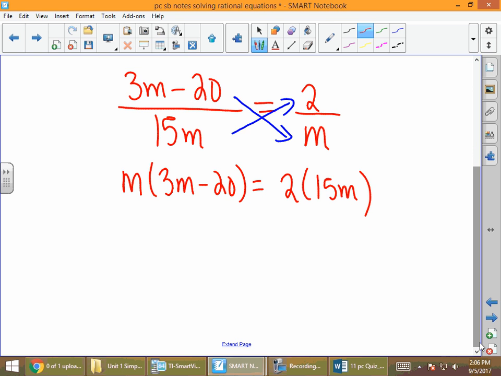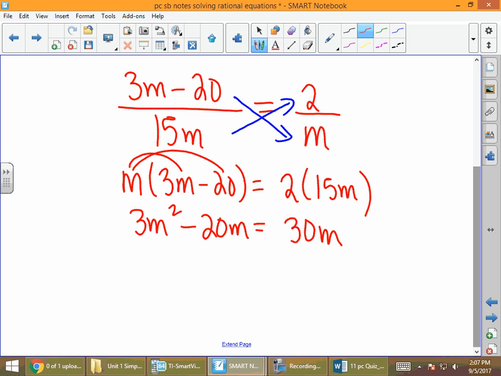It seems that I was a little bit confusing on the last one, so I'm not going to cancel anything out here. But if you wanted to, you eventually could cancel out the m. But I'll just try it this way. M times 3m is 3m squared. And minus 20m. Over here, 2 times 15m is 30m. And now we want to solve. We want to figure out what does m equal.